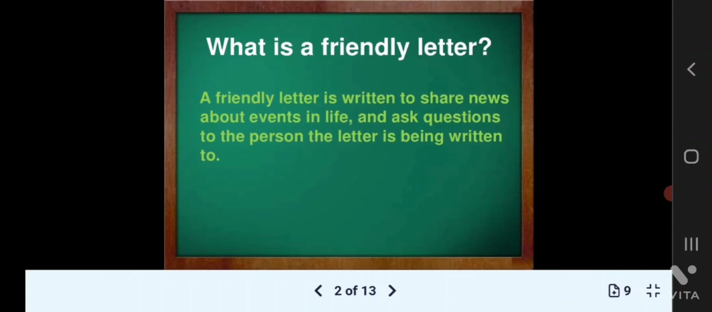What is a friendly letter? A friendly letter is written to share news about events in life and ask questions to the person the letter is being written to. Events means things that happened, okay? Things that happened in your life, and to ask questions to a person the letter is being sent to.